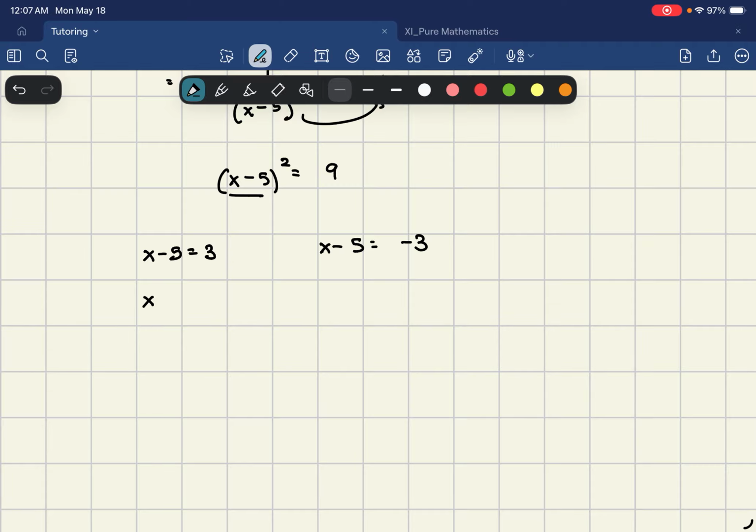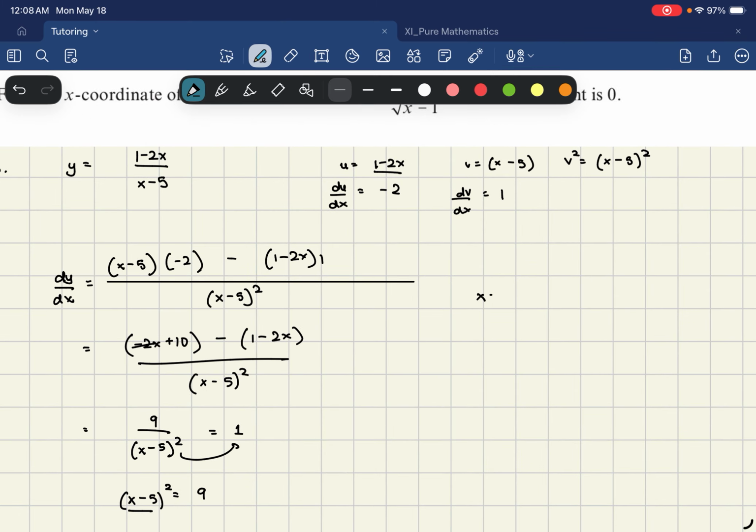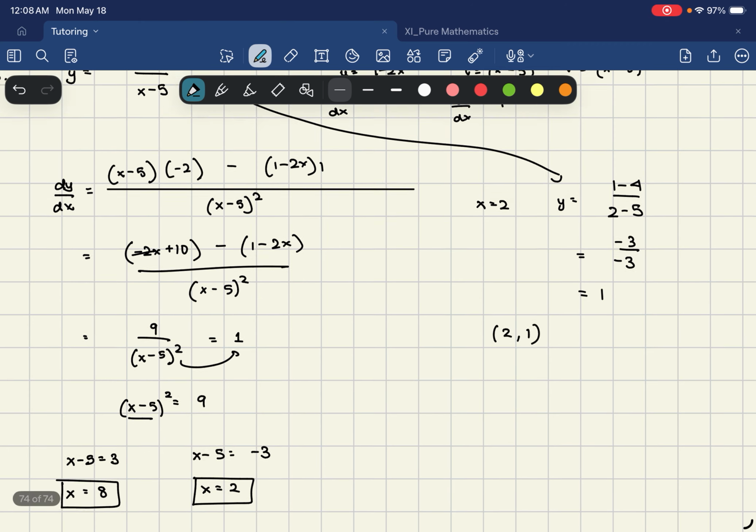So if I substitute 3 here, I get 3 squared is 9. If I substitute minus 3 here, I also get 9. So both of these are possible. So x can be 8 or x can be positive 2. And if x is equal to 2, I take this equation, y is going to be 1 minus 4, right? If I substitute 2 here, 2 minus 5. Think about it. 1 minus 4 gives me negative 3. 2 minus 5 also gives me negative 3. So that is positive 1. So 2 comma 1 is one possible point.